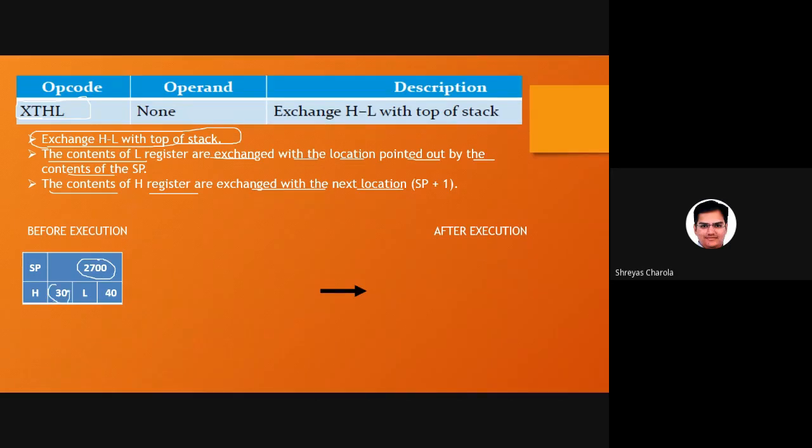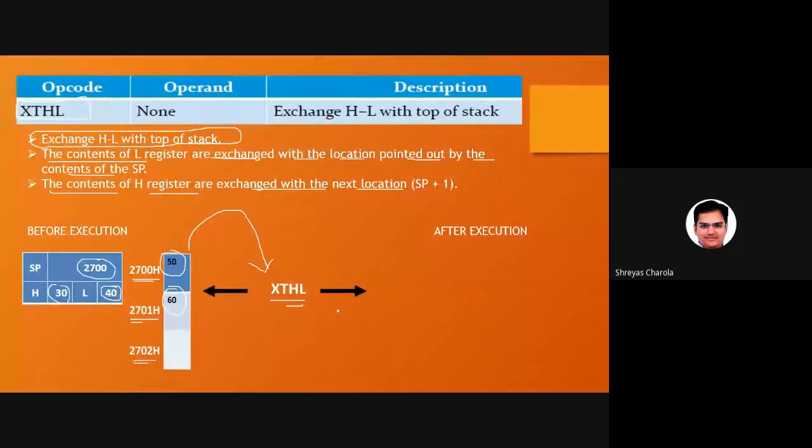And in HL, the data is 30 and 40. In the memory locations, let's suppose 2700, 2701, 2702, the data at 2700 is 50 and the data at 2701 is 60. After writing the XTHL instruction, there is no operand, just XTHL. So what should be the content after execution? Can anyone write down the answer? It exchanges the location with HL. What should be the content in HL? Just write that. That will be okay.